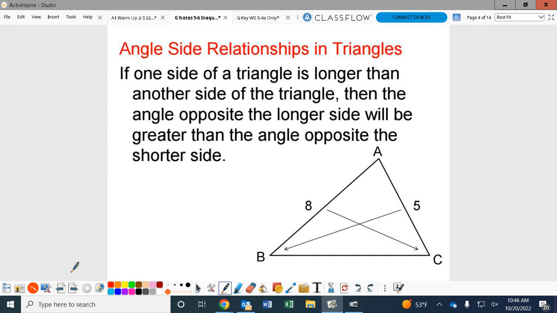So, guys, this actually is something people do really well on. The whole idea: if the side is longer, then the angle is going to be bigger. It's about the relationship between the angles and the sides. If the side is longer, then the angle will be bigger. If the side is shorter, then the angle will be smaller. Okay, here we go.